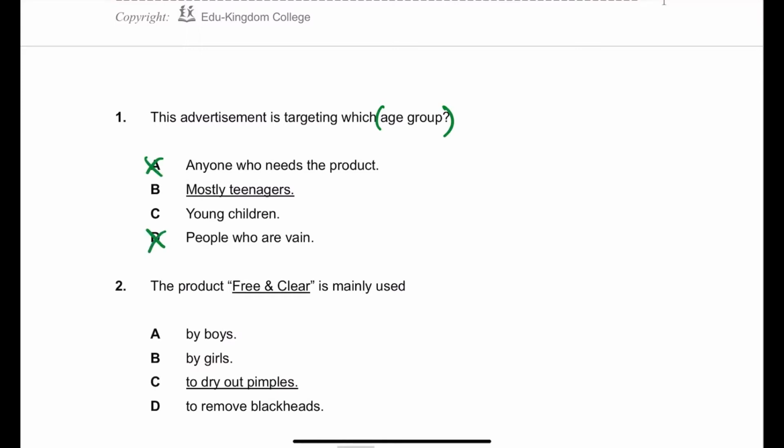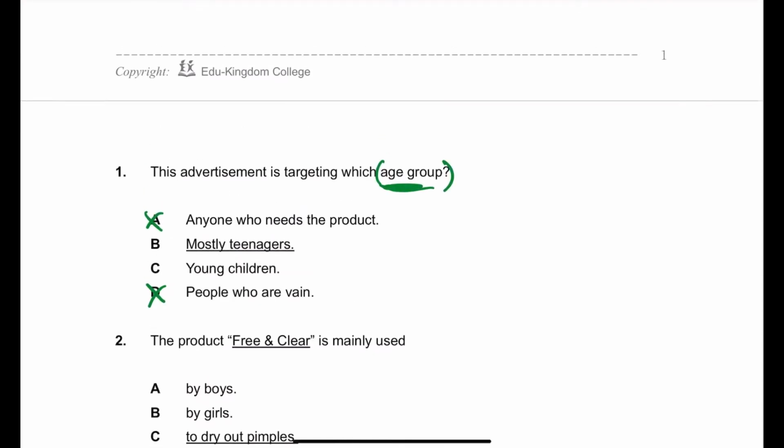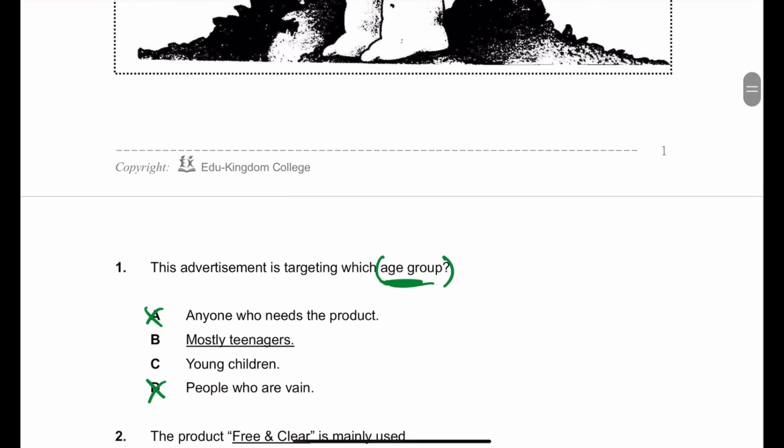A and D are immediately out because it's not for an age group, right? Anyone who needs the product, those can be children, teenagers, adults, and young adults, etc. People who are vain, that's just a personality trait, like people who like to look at themselves are kind of self-obsessed. You can have that trait or attribute at any time in your life. So it's not an age group. But mostly teenagers and young children, those are specifically stages of life, right?